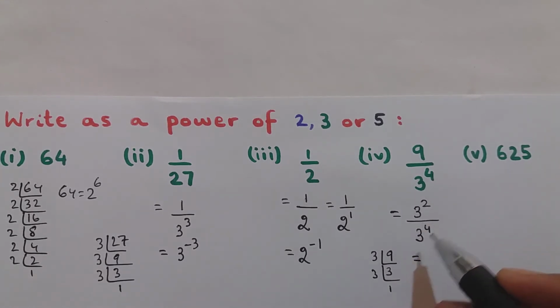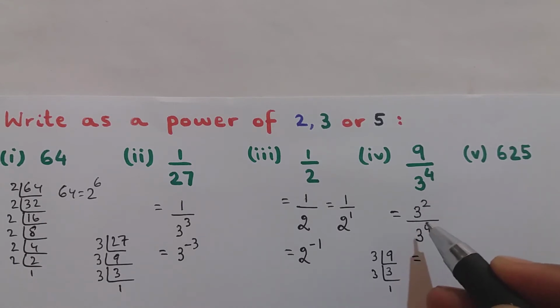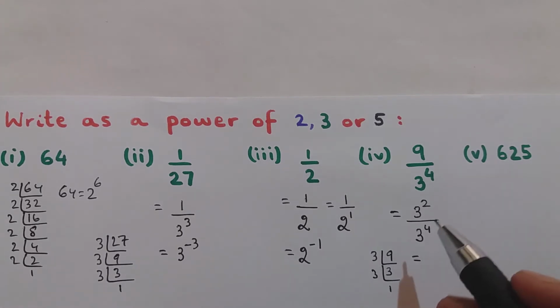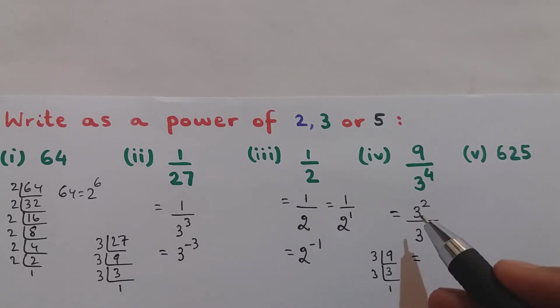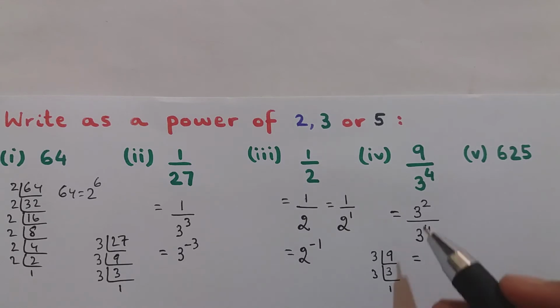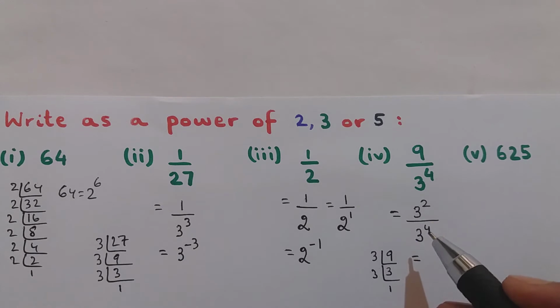So 3 square upon 3 raised to the power of 4 means 3 square divided by 3 raised to the power of 4. So here I have two expressions in power form which are getting divided. 3 raised to the power of 2 is getting divided by 3 raised to the power of 4, and the bases of both the expressions are same. 3 square, here the base is 3, and 3 raised to the power of 4, here also the base is 3.